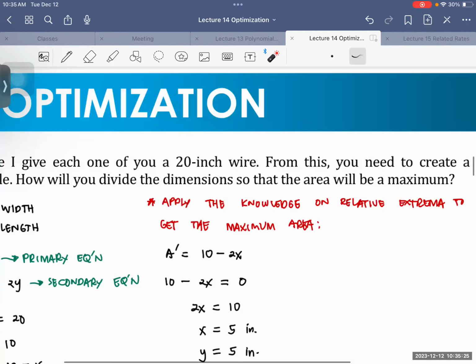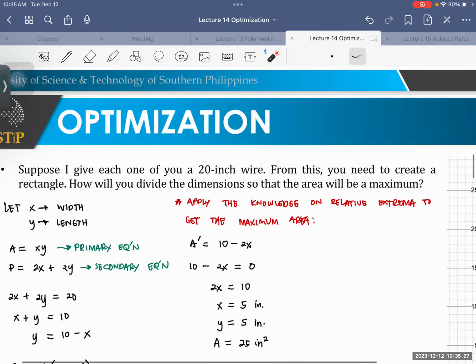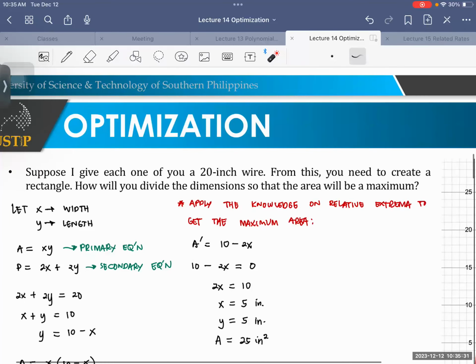So, suppose I give each one of you a 20-inch wire. Okay. From this, you need to create a rectangle. How will you divide the dimensions so that the area will be a maximum? First is, of course, imagine, visualize, class. Tagaan na ka ug 20 inches na wire. From this, kailangan mo mag-create of rectangle.